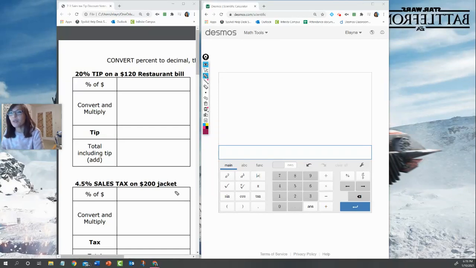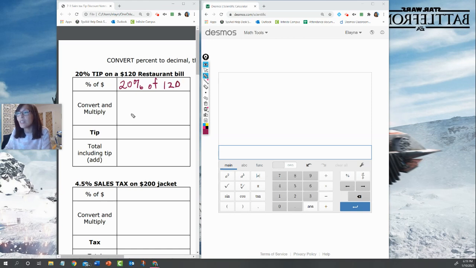We are now going to work with percents in practical situations. So let's say we want to give a tip to a waiter and we are going to calculate 20% of our restaurant bill. First, what we want to do is figure out what is the percent of amount. So in this case, we want to do 20% of $120. So I like to write that out.